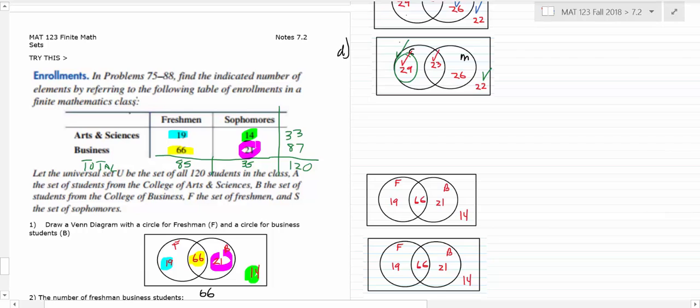So here's how your Venn diagram should have basically gone. You were supposed to do a circle for freshmen and another one for business.